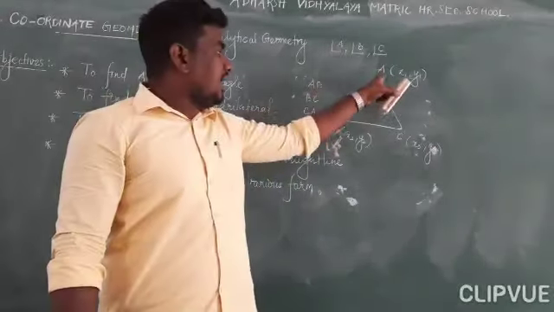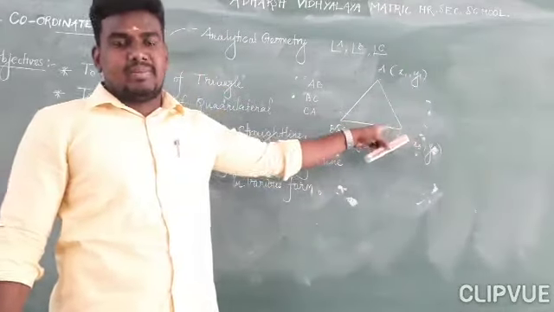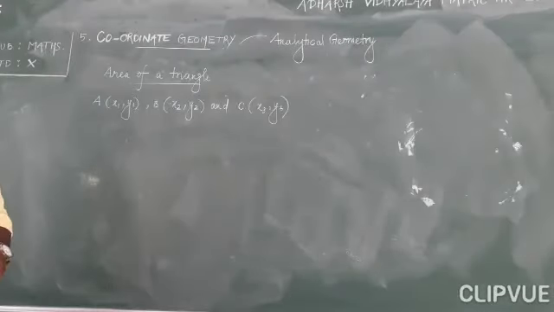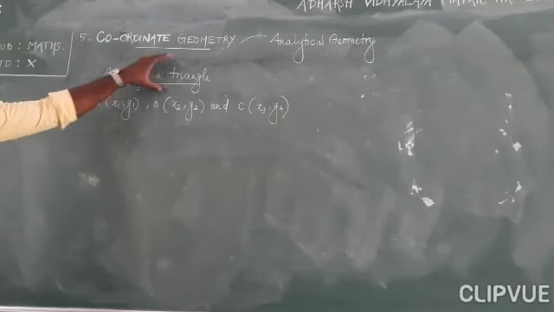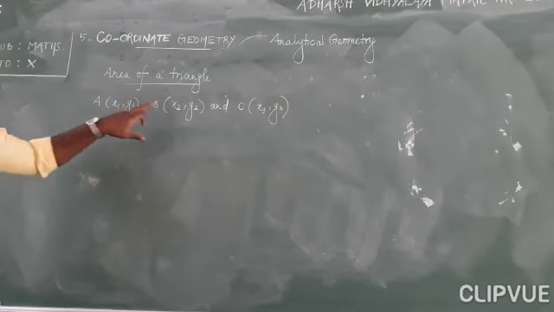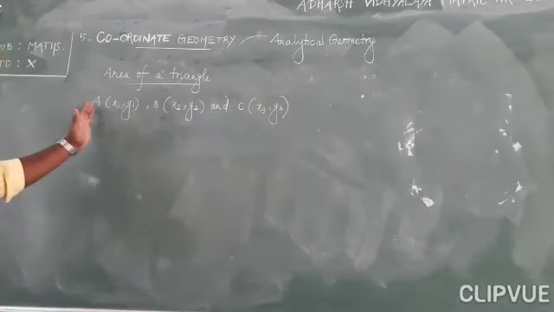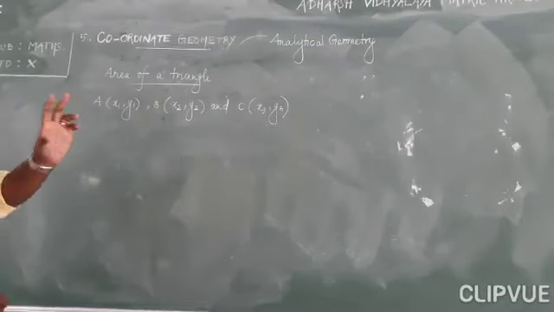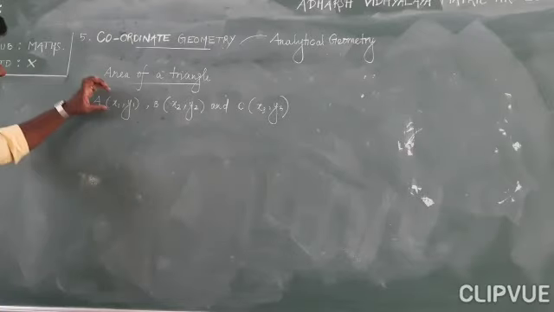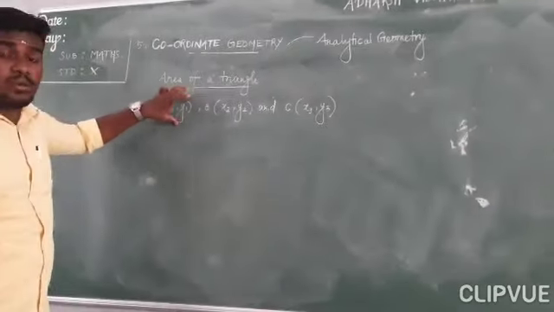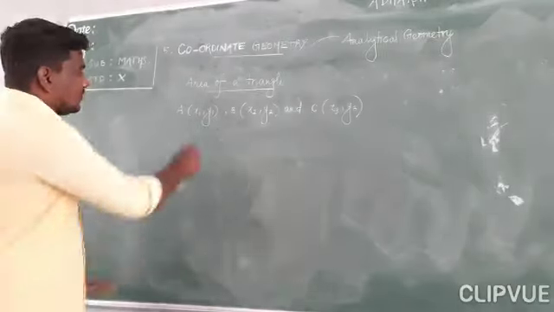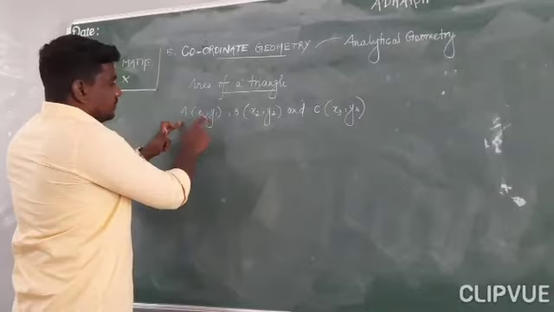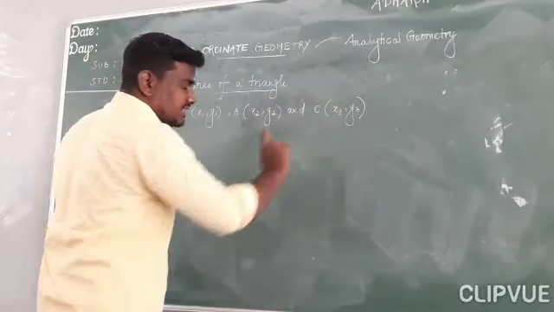So if the vertices A, B and C are given, how do we find the area of the triangle? When the three vertices are given, A is (x1, y1), B is (x2, y2) and C is (x3, y3). A point contains two coordinates, you know that. The first one belongs to the x coordinate, the second one belongs to the y coordinate. So the first one is always x, the second one always y.